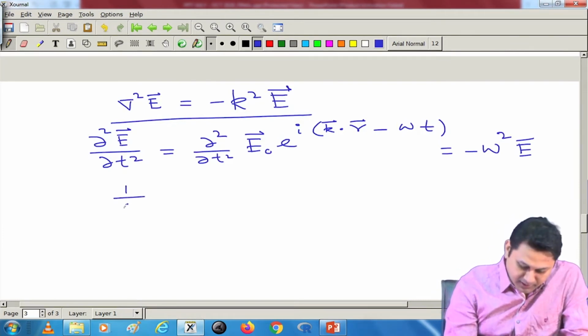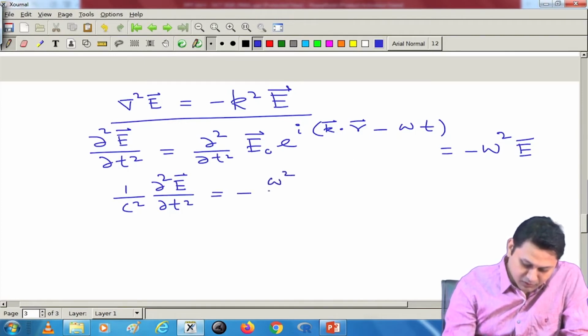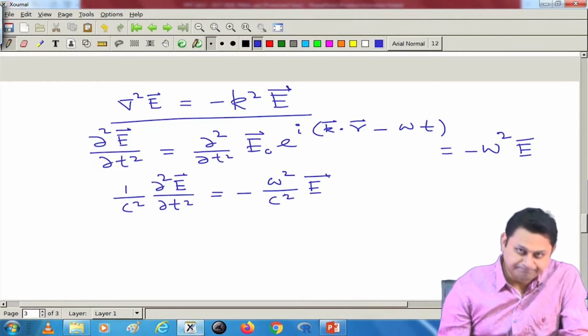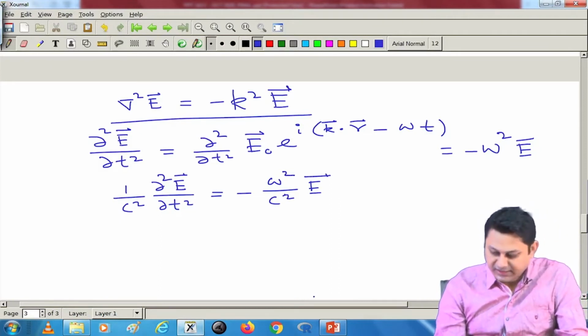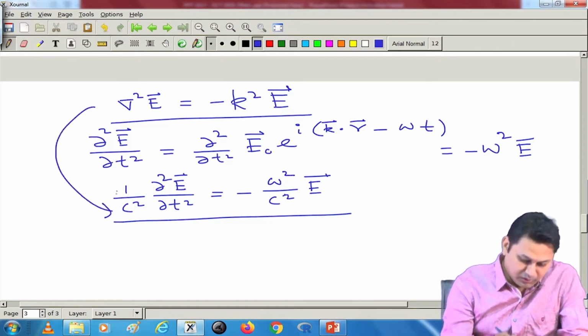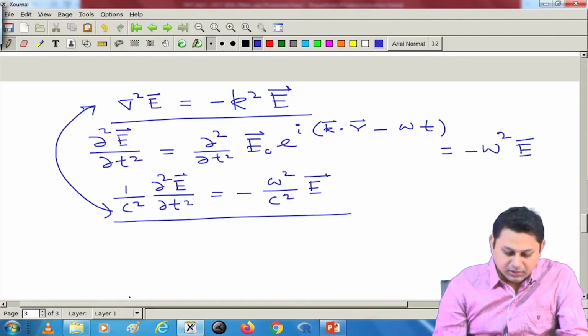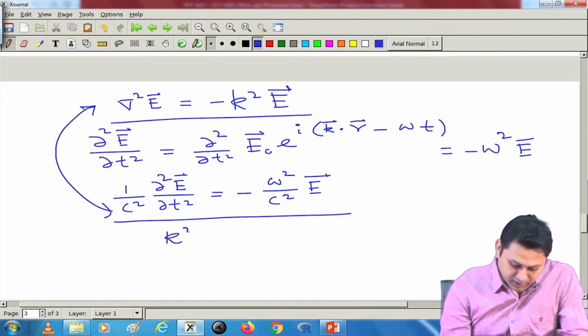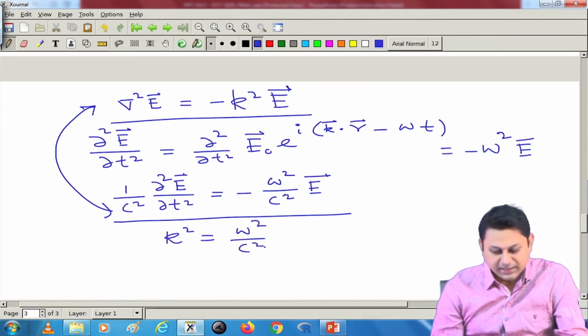If I calculate 1 by c square, because in the equation I have 1 by c square, it should be minus of omega square divided by c square and then E. Now, these two will satisfy the equation, and these two will be equal only when k square is equal to omega square by c square, then it should be a solution, and this solution is called the plane wave.